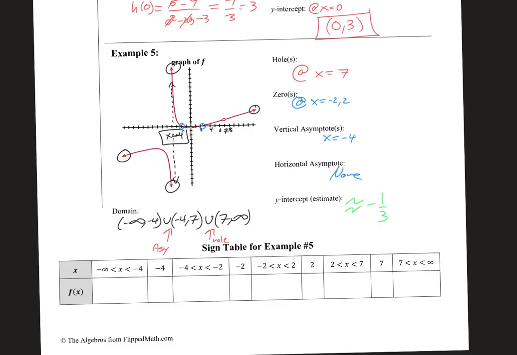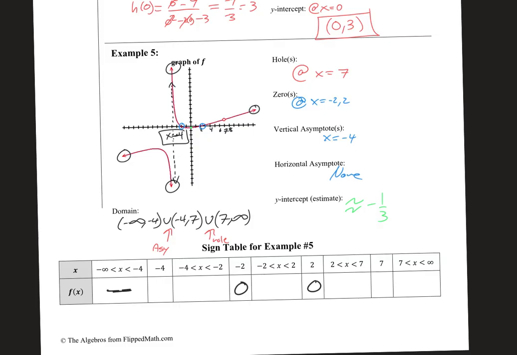Okay, and you may be going, well, what about these? Why these are not where the domain breaks? You're right, they're not, but those are our zeros. So we're going to keep those in our chart. So I'm actually going to put a 0 there and a 0 here. But what else is going on? Well, from negative infinity to negative 4, we know the value is negative.